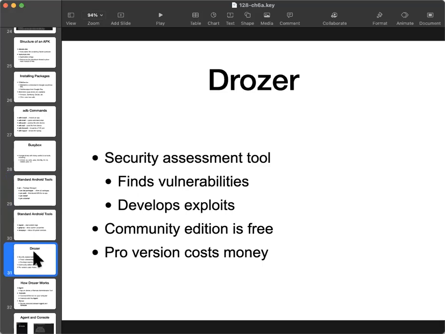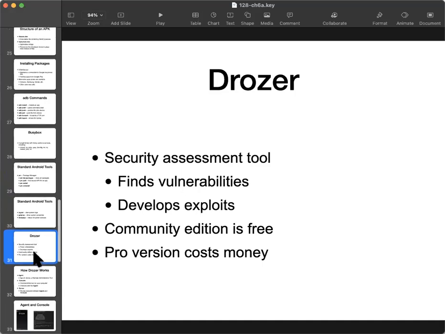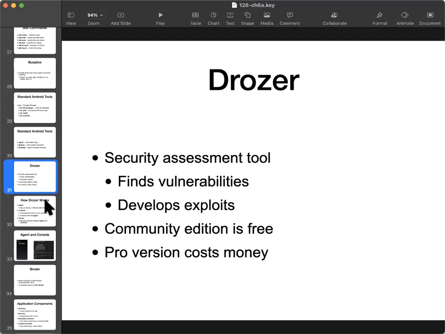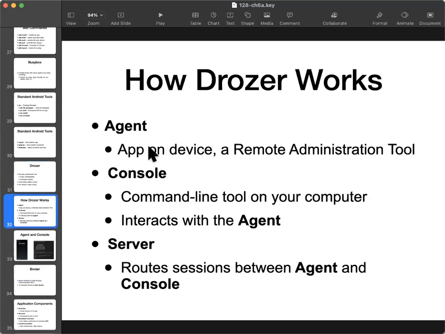Drozer is intended to be like Metasploit for phones. It lets you run an agent on the phone, and then you can try attacking one app from another app, which sounds pretty awesome, but I haven't found any apps that really have this vulnerability in practice. So there's an app running on the device, and that's a remote administration tool. And then you have a server, which you run the Drozer server on another device.